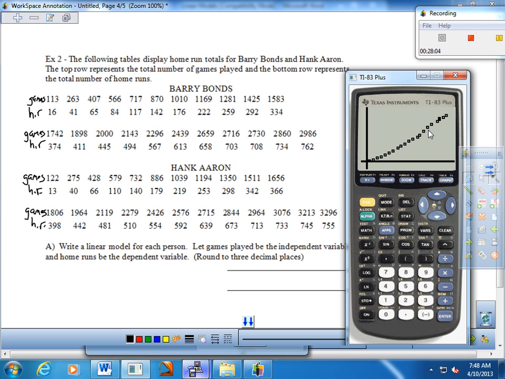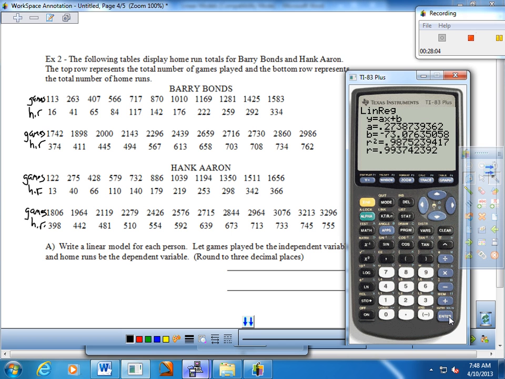And again, what we want to do is put a model on this. So I go to Stat, I move it over to Calc, number 4 there, guys. And I'm going to go ahead and paste that into the Y1. I like doing that. It's not a necessity, but let's get that in there. And there we go.